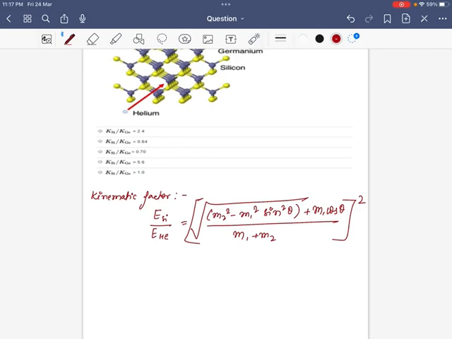Okay, so three things which are important over here are m1, m2 and theta. So what is m1 in this case? It's the mass of the helium atom, which is 4 atomic mass units, and that of m2 is 28 atomic mass units, and theta is given as 180 degrees.